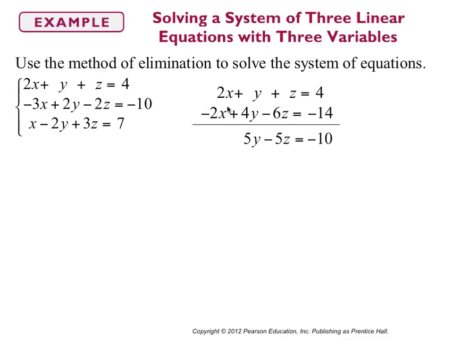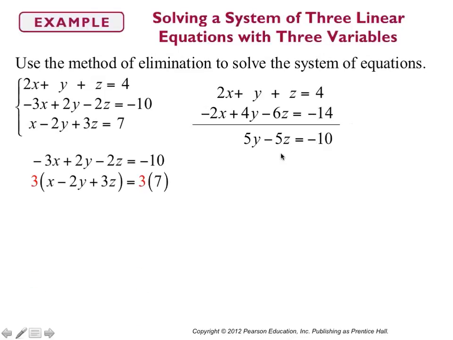We go ahead and add those together. The x's are going to cancel, which is the whole goal. We want something to cancel. It doesn't matter what cancels, but we need something to cancel. In this case, we've canceled x. If we add y plus 4y, we get 5y. If we take z minus 6z, we get negative 5z. And if we have 4 minus 14, we get negative 10.